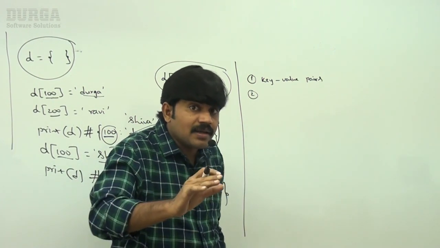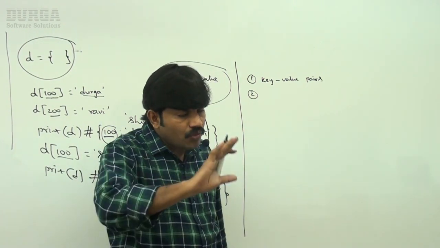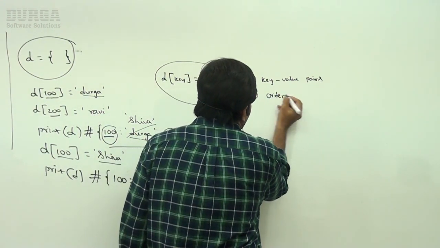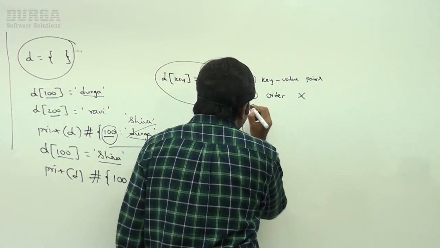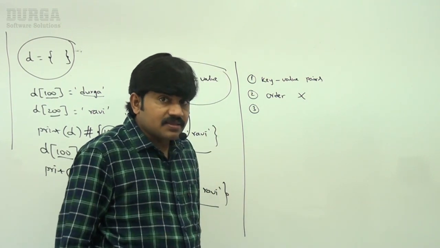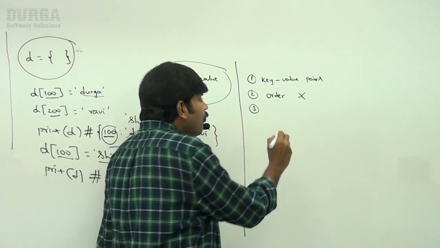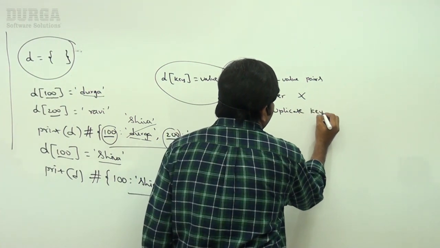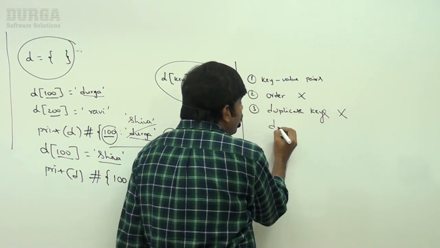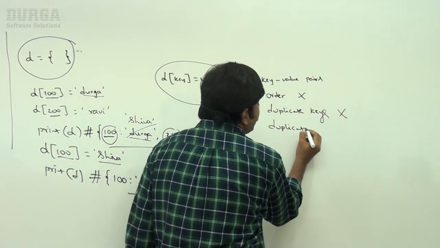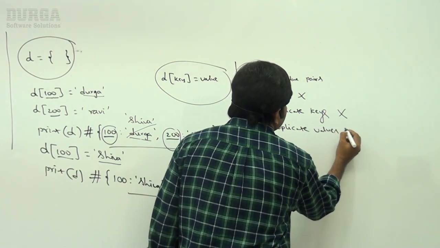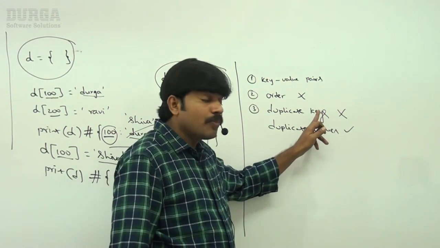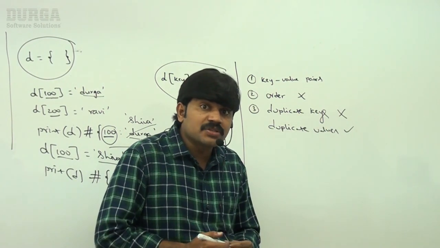Next, will order be preserved or not? No guarantee at all. Okay, order is not applicable. Remember this one. Next, are duplicate keys allowed or not? Duplicate keys, can you please spell out? Allowed or not allowed? Not allowed. But are duplicate values allowed or not? Yes, duplicate values you can take, no problem at all. Duplicate keys are not allowed, but values can be duplicated.